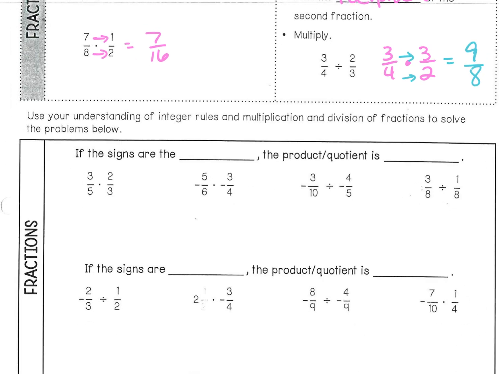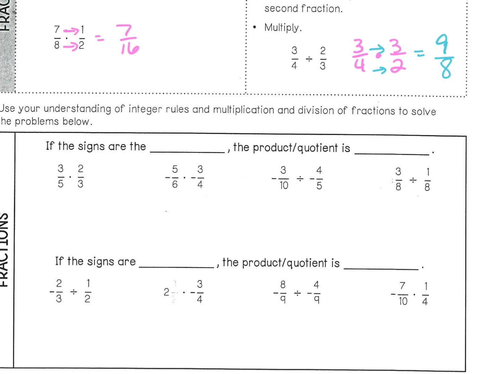Okay, so a calculator works just fine with this. If you have one that does fractions, that's great. If not, you can still do them without. If the signs are the same, the answer is going to be positive. That doesn't change. If the signs are different, the answer is going to be negative. So one negative stays negative.